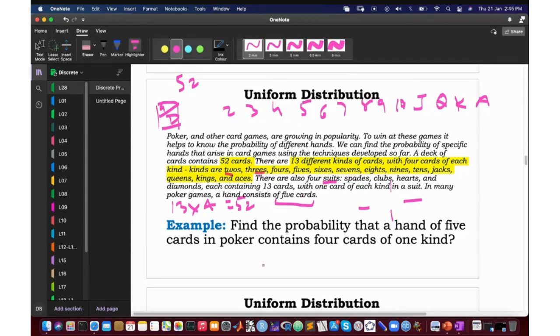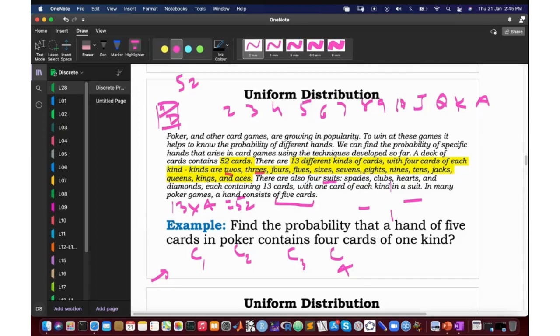The question says, what is the probability that a hand of 5 cards in poker contains 4 cards of the same kind? Okay, so he randomly gave me 5 cards. What's the probability? So I have cards, let's say C1, C2, C3, and C4. And what's the probability that all of these 4 cards are of the same kind? Remember, there are 13 kinds.